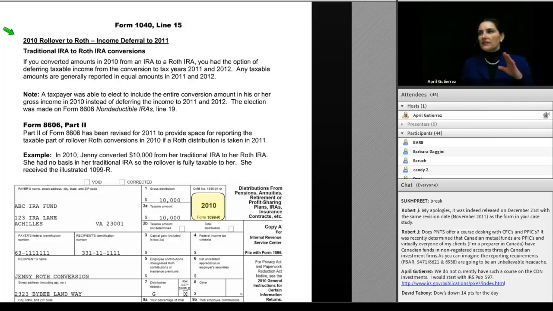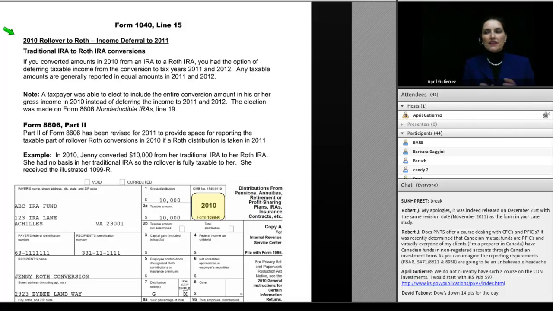And of course, in 2010, you were allowed to take money from your IRA and roll it into a Roth IRA. And normally that triggers a taxable event, assuming you have no basis or only partial basis in your IRA. If you take money from an IRA and put it into a Roth IRA, you realize income at the time of that conversion. But for 2010 only, taxpayers had an election of deferring the reporting of that income for tax purposes until 2011 to 2012.